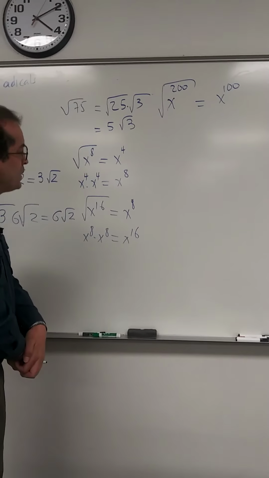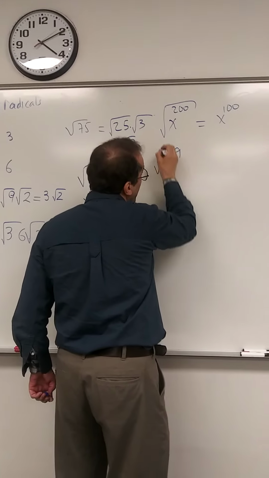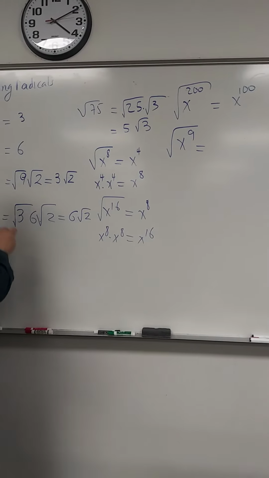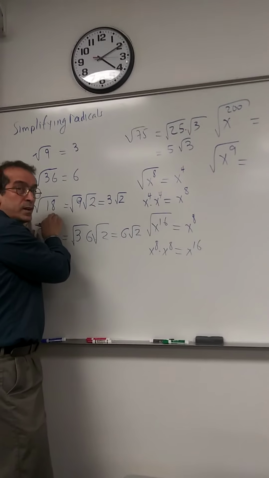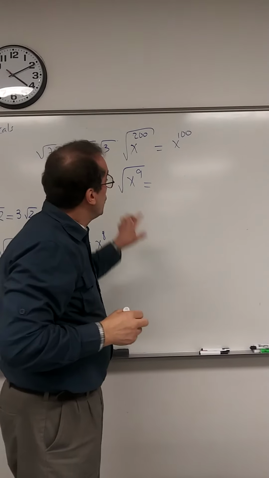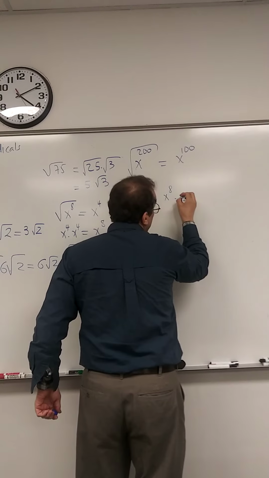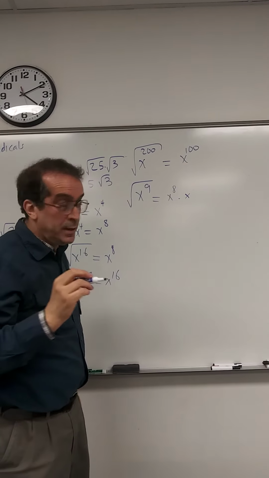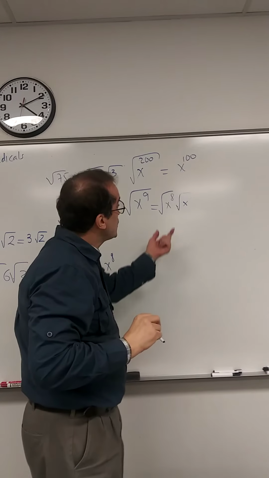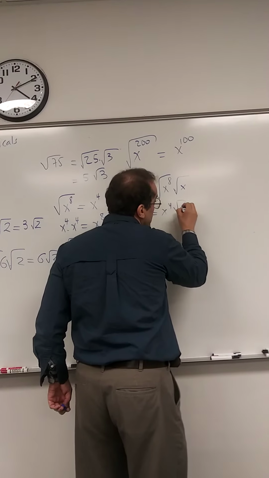Okay, what if the exponent is odd, like x to the 9th? If you have something like x to the 9th, what you do is you split it up. You can only simplify it, like what we did with these radicals that did not have perfect squares. We do the same thing here. We're going to write this as x to the 8th times x. Assuming x is positive, we're going to write each of these under its own square root. The square root of x to the 8th is x to the 4th. Square root of x will stay.